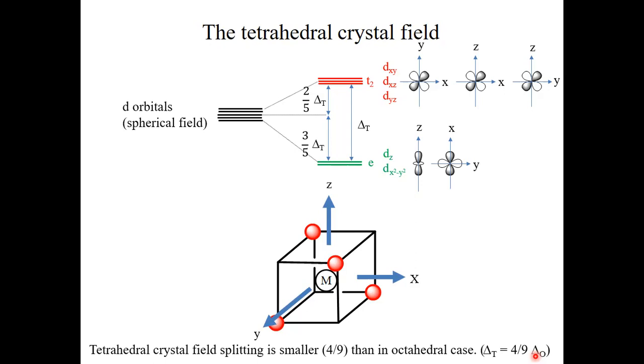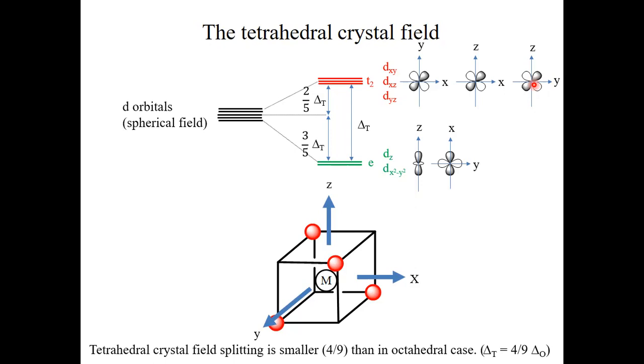Okay, and secondly, the T2 orbitals, even though approaching in between the axes, do not point exactly toward the corners of the tetrahedron. And therefore the repulsive interactions are not as strong as the repulsive interactions of the x square minus y square and the z square orbitals in the octahedral case. So with these two arguments, you can explain why the tetrahedral crystal field splitting is actually smaller than the octahedral crystal field splitting.